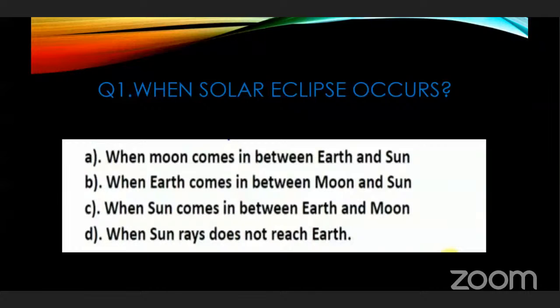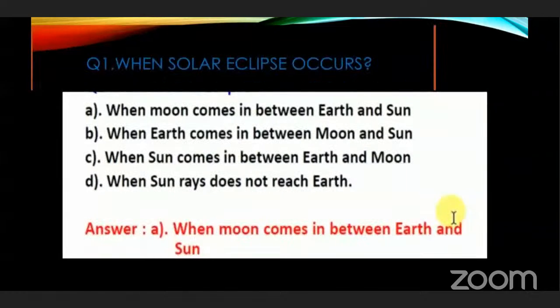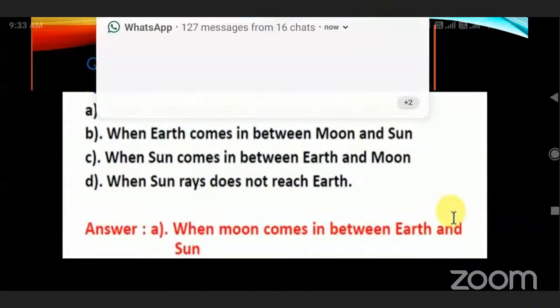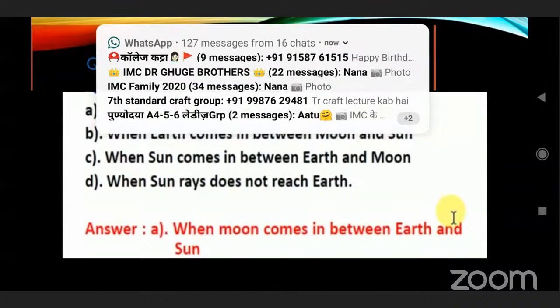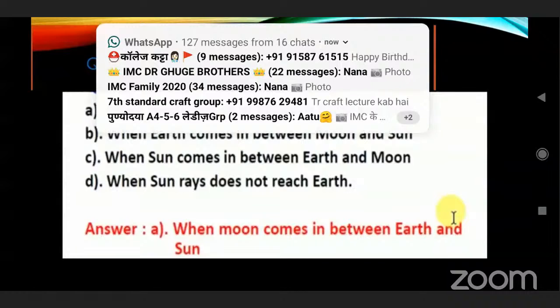Which is the correct option? Option A. When the moon comes in between earth and sun. Very good. Correct answer. When the moon comes in between earth and sun, that time a solar eclipse occurs. Very good.